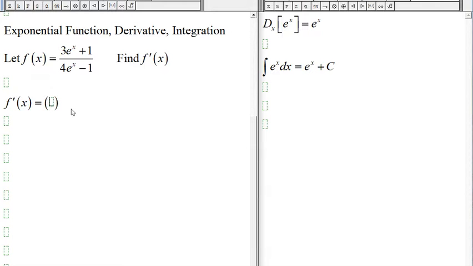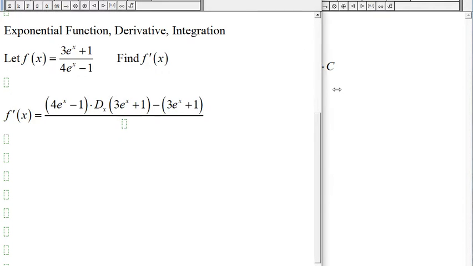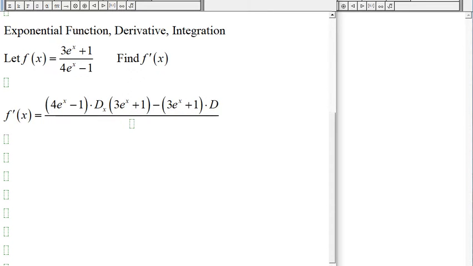And so the quotient rule is, it'd be the denominator times the derivative of the numerator, and then minus the numerator times the derivative of the denominator, and then dividing by the denominator squared.